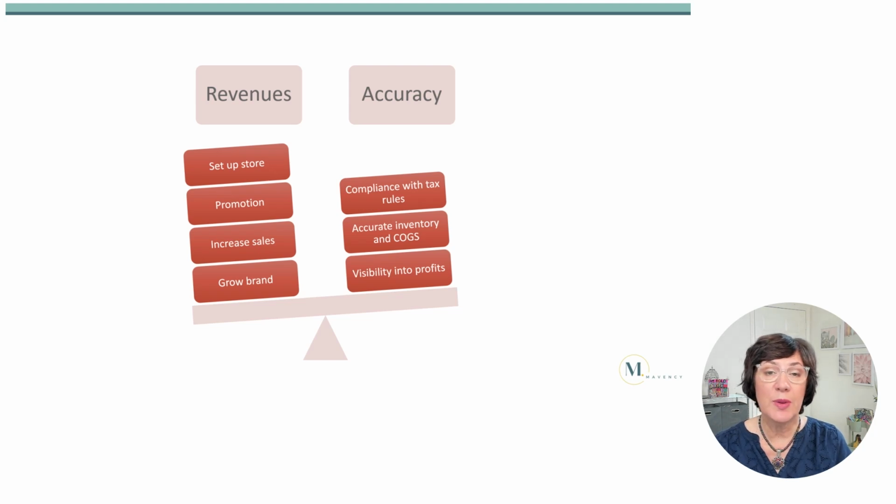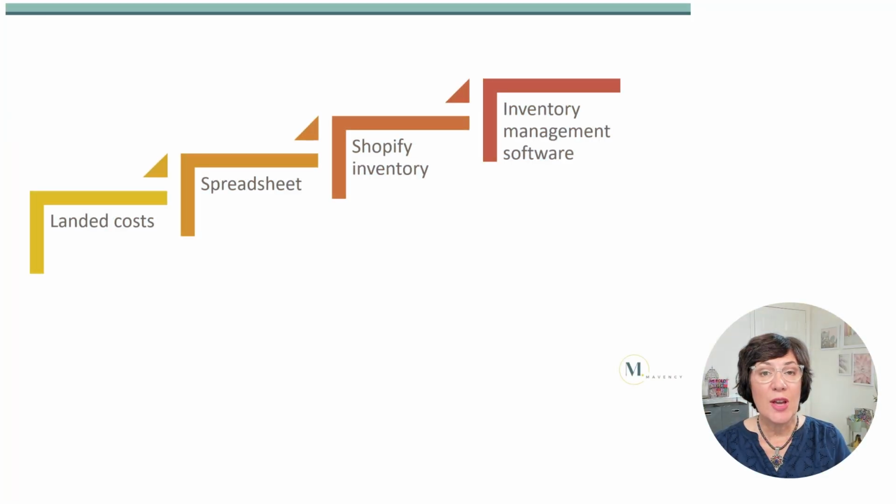Accuracy will help with compliance with tax rules, having accurate inventory and cost of goods sold amounts on a monthly basis, and will give you ultimately some visibility into your profits as a whole. Again, you have to think about what makes sense for you and where you are in your business. So, trajectory for you, if you're starting out and thinking about, okay, now I have to track this inventory and cost of goods sold, and I don't know where to start.